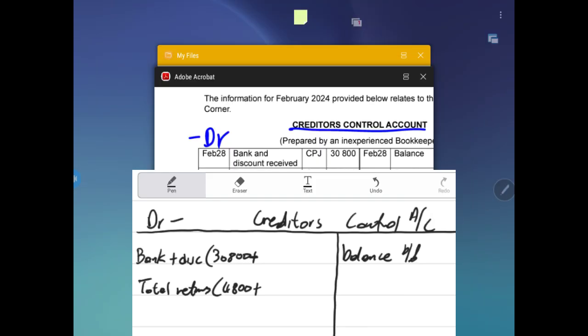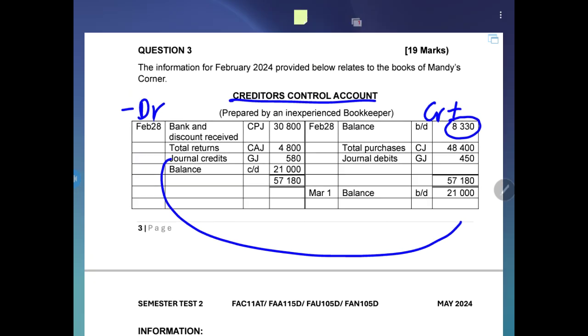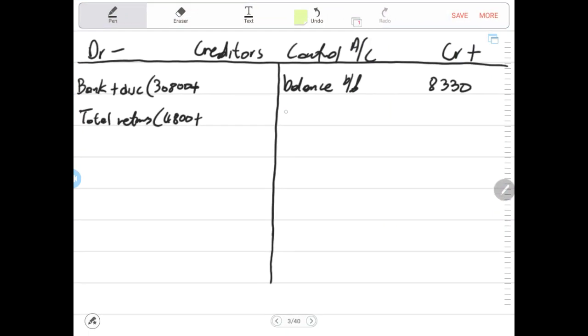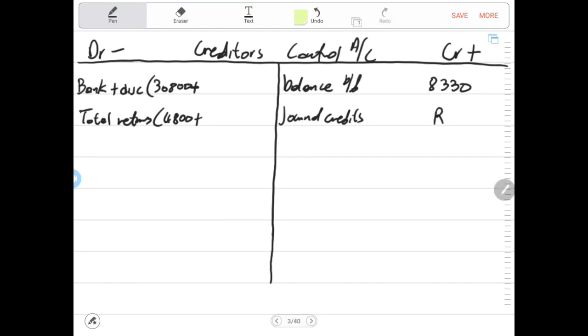Then we look at what we also needed to do. We said journal credits belong to the credit side. So let us transfer the journal credits to the credit side. The minute it says credits, it goes to the credit side. The amount of this journal credits is 580 Rand. Let us open brackets in here and say 580.